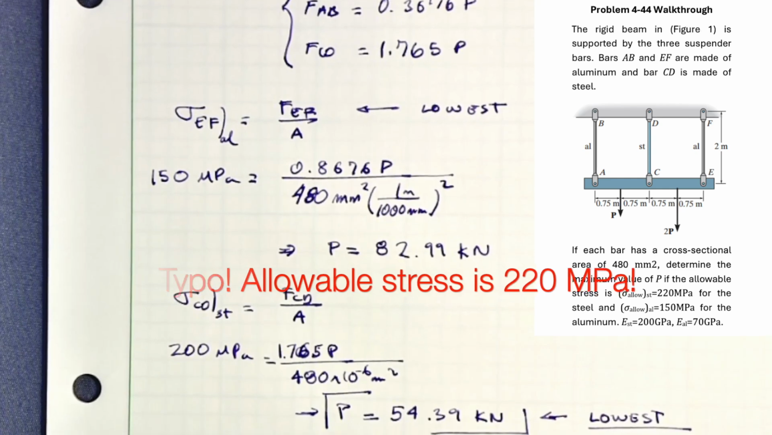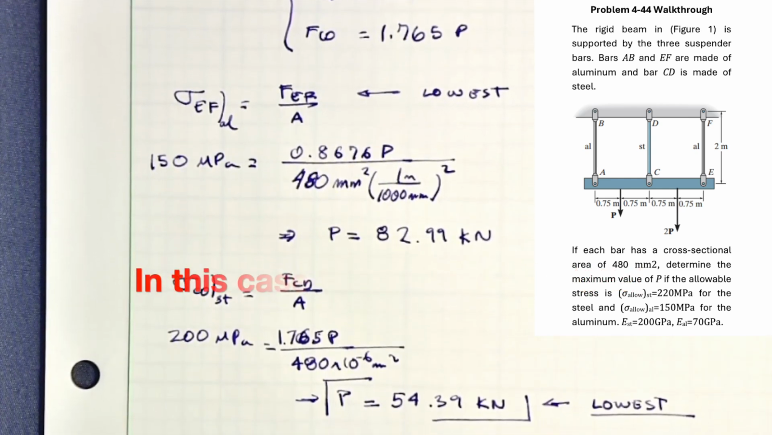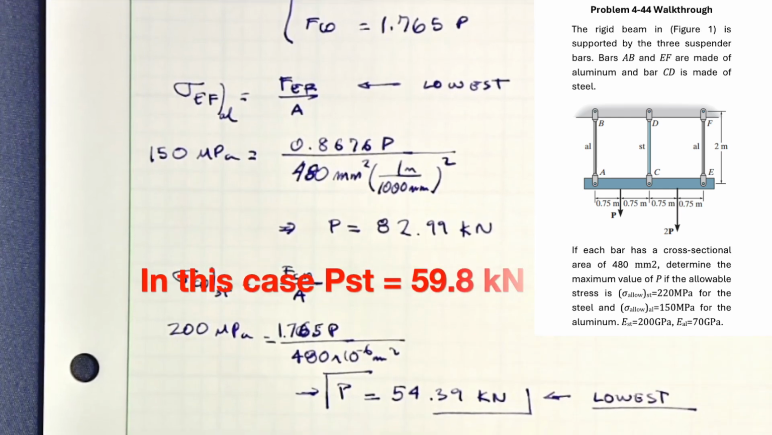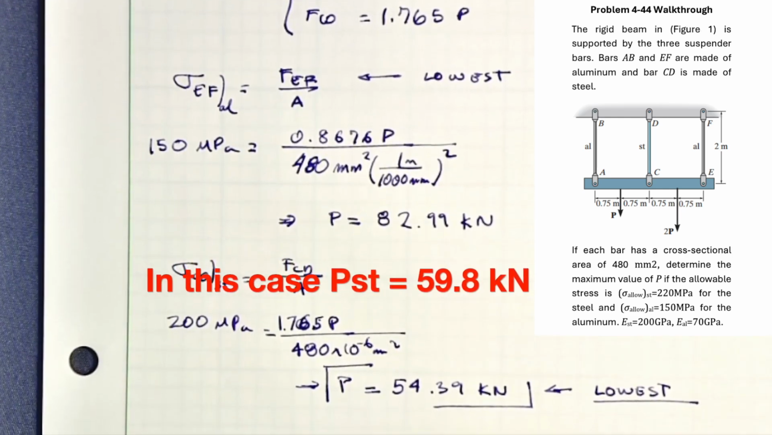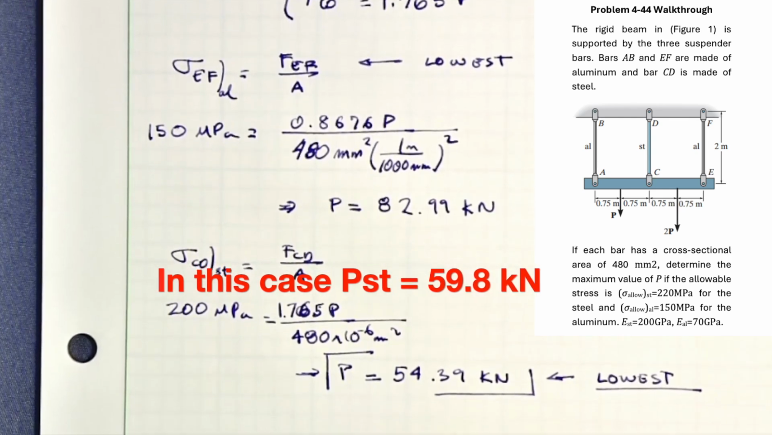We calculate the maximum allowable P for that case. We see that the lowest value of P is the maximum that the system can support without any of the rods breaking.